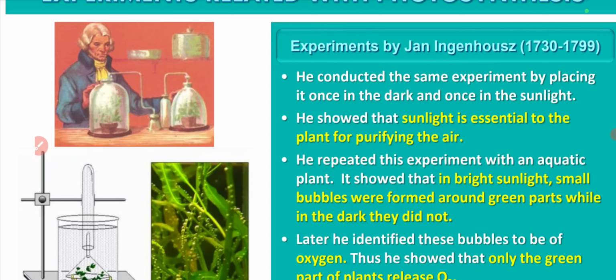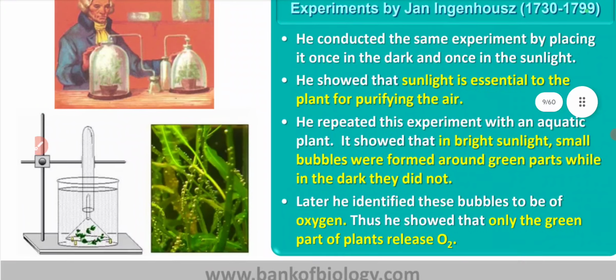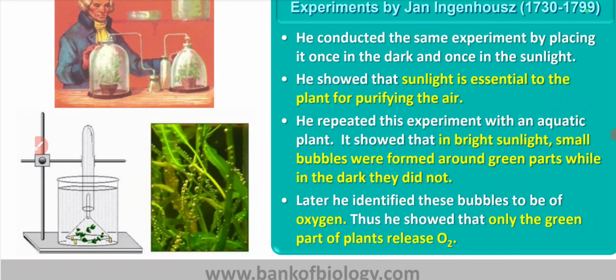He repeated this experiment with an aquatic plant. It shows that in bright sunlight, small bubbles are formed around the green part while in the dark they did not. Later he identified these bubbles to be oxygen. Thus he showed that only the green part of the plant releases oxygen. You can see in this diagram how the air bubbles are formed in this plant.